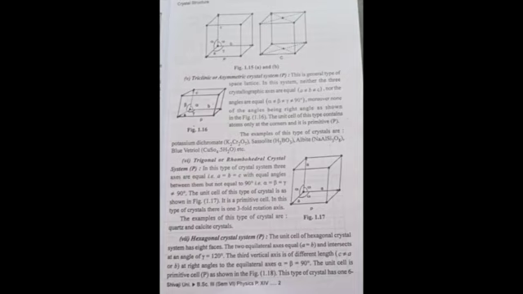Fifth one is a triclinic or asymmetric crystal system. In this system, neither the three crystallographic axes are equal nor the angles are equal. Means a is not equal to b, not equal to c, and alpha is not equal to beta, not equal to gamma, not equal to 90 degrees. The unit cell of this type contains atoms only at the corners and it is a primitive cell.